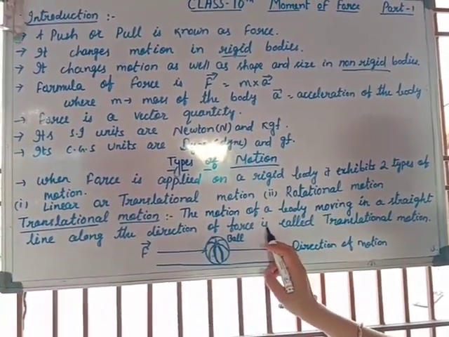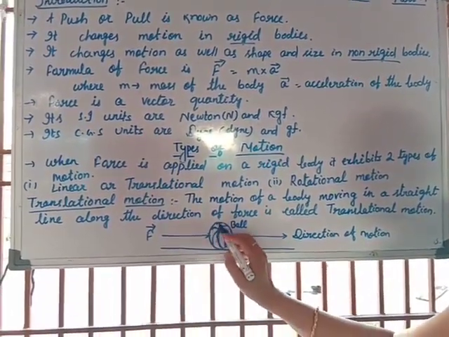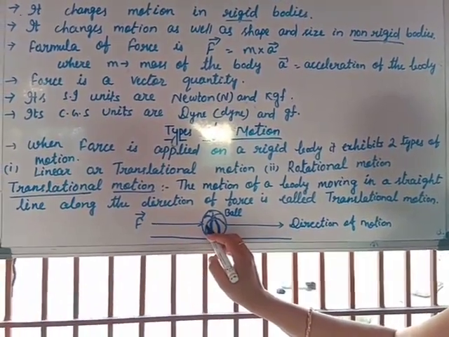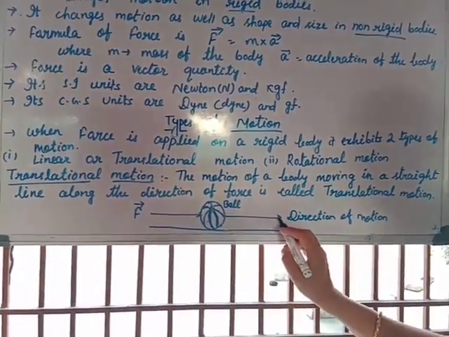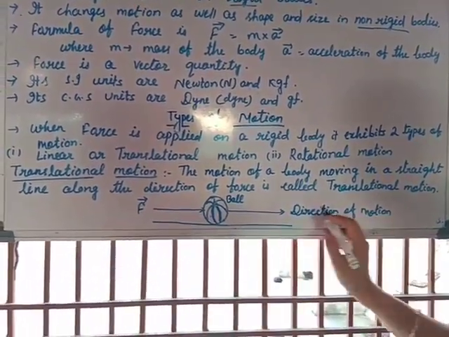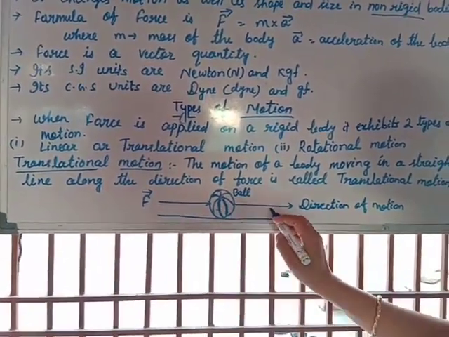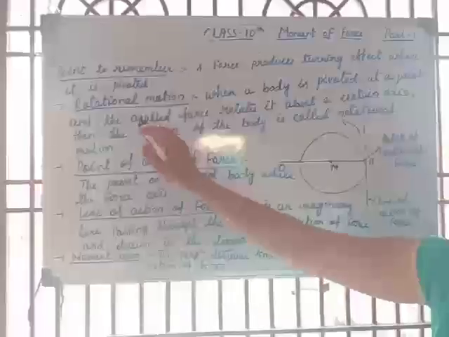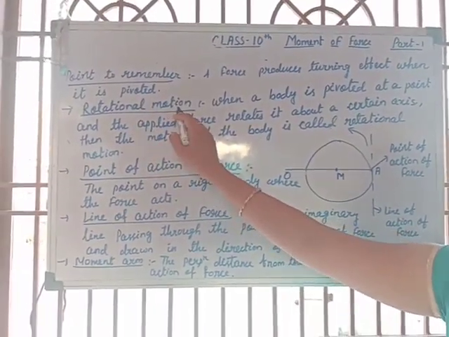To understand more, see the diagram here. It is a ball. If you apply force in this direction on the ball, then it will move in this direction, which is called the direction of motion, and whose path is in a straight line. That's why it is translational motion. Now the second one is rotational motion.